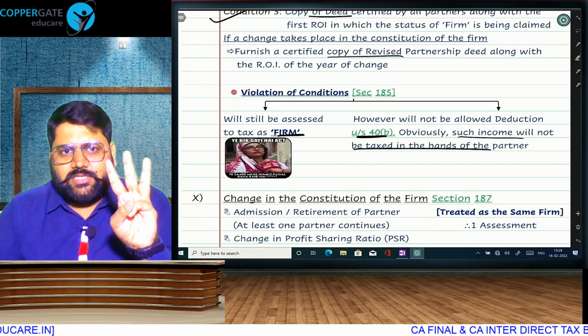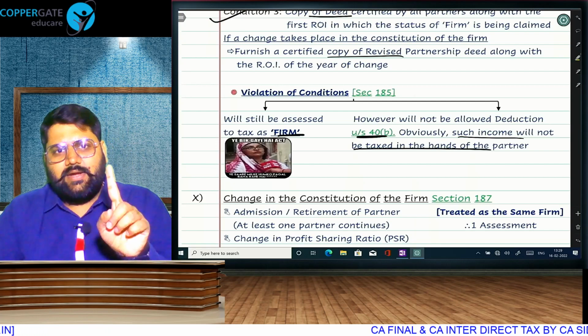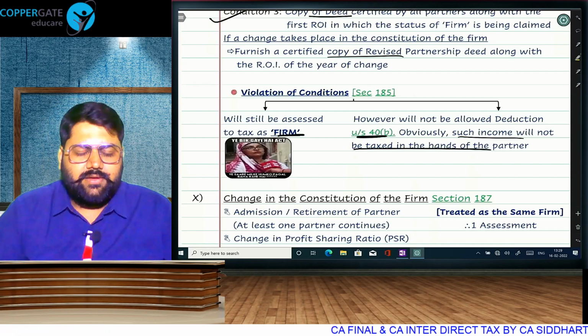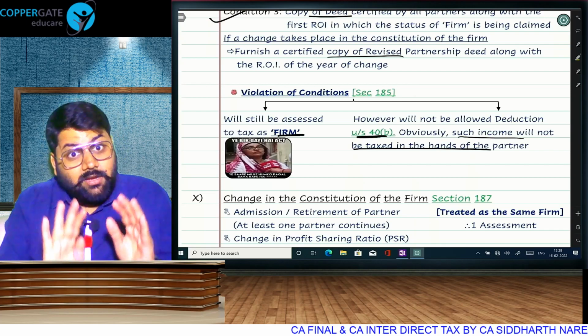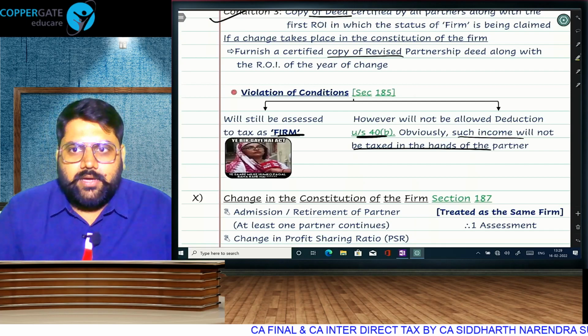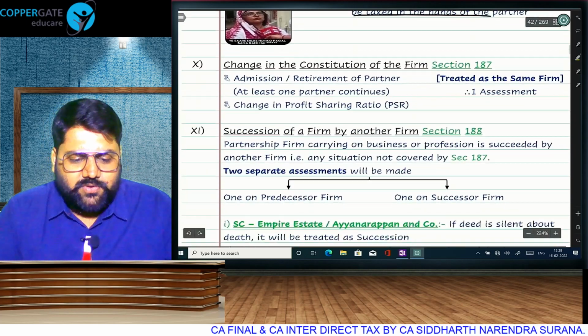So three conditions fulfilled, then only you are a firm. Deed in writing, manner of sharing profit, submit the deed. If a condition is violated, still a firm, but no 40B deduction. And of course, nothing will be taxable for the partner.